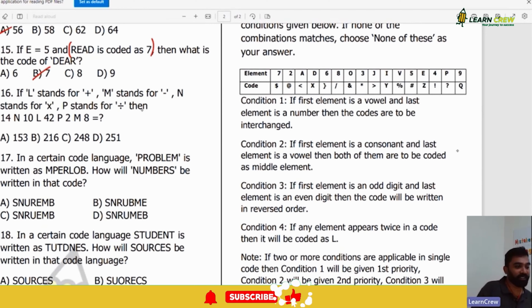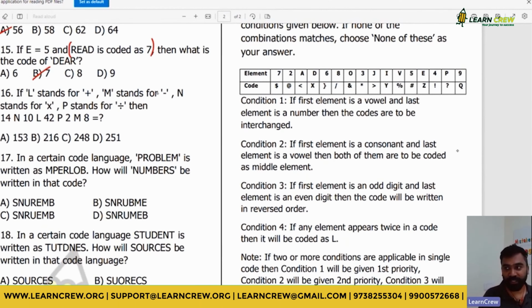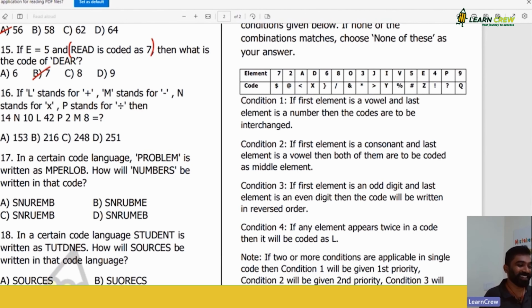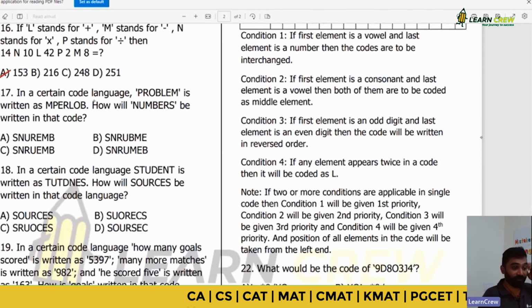The 16th one, 153. You should be using the BODMAS rule here. I think you people remember BODMAS. So 153 would be the answer for this. Okay, next one, the 17th.